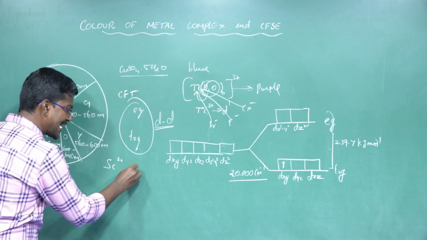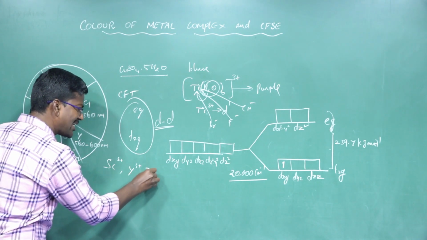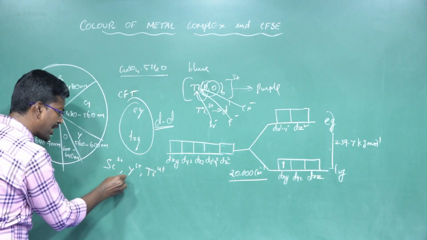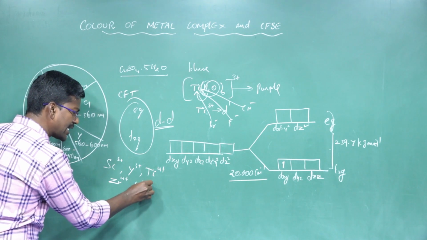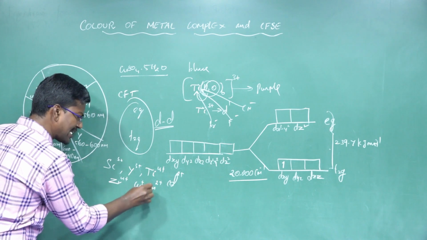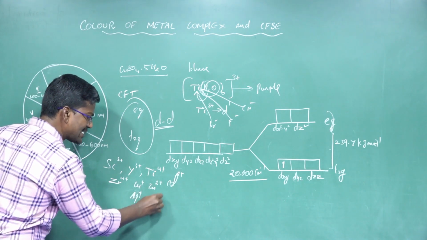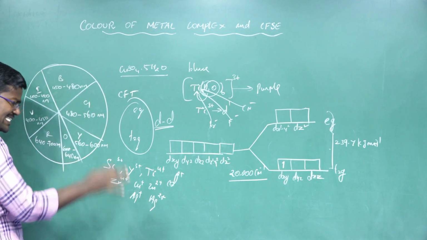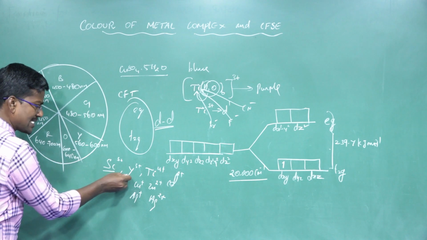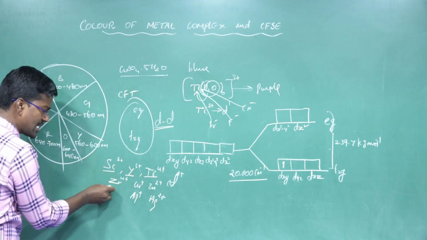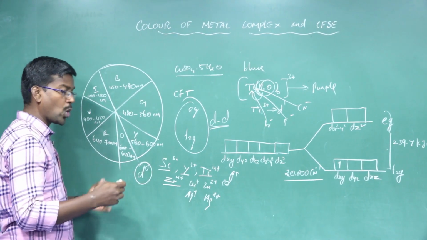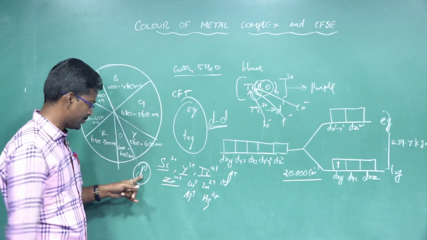Okay. Next, scandium 3 plus ion, yttrium 3 plus ion, titanium 4 plus ion, zirconium 4 plus ion, copper plus ion, zinc 2 plus ion, cadmium 2 plus ion, silver plus ion, then mercury Hg2 plus ions. These metal ions are colorless because in scandium 3 plus, yttrium 3 plus, titanium 4 plus, and zirconium 4 plus the complexes have d0 configuration. There are no electrons in the d subshell.